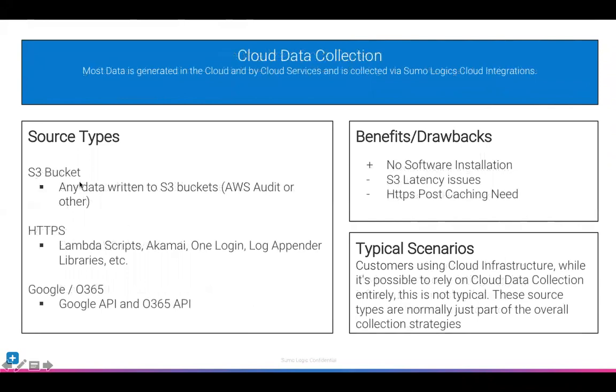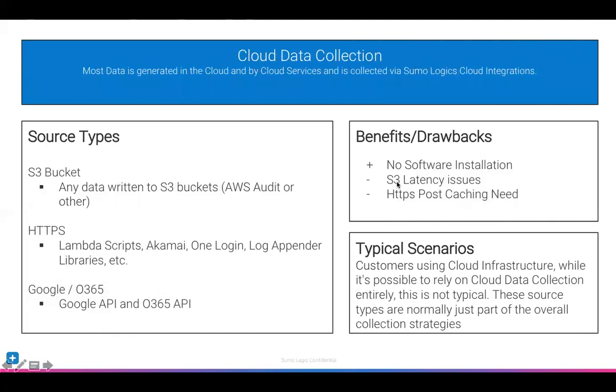Some of the source type examples would be your S3 buckets from AWS. We can do HTTPS posts, so any Lambda script, Akamai, OneLogin, essentially just doing an HTTPS post over onto Sumo, and also any APIs that we might have that you can send data over to us. The benefits, obviously, are no software installation, so this is just cloud-to-cloud integration.